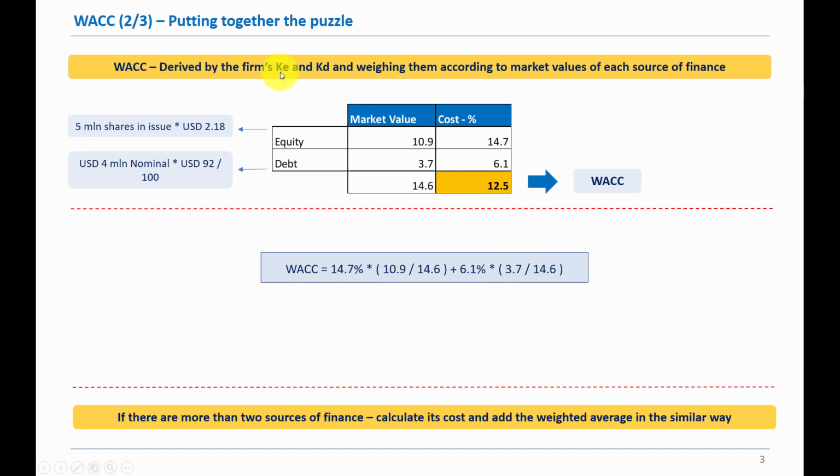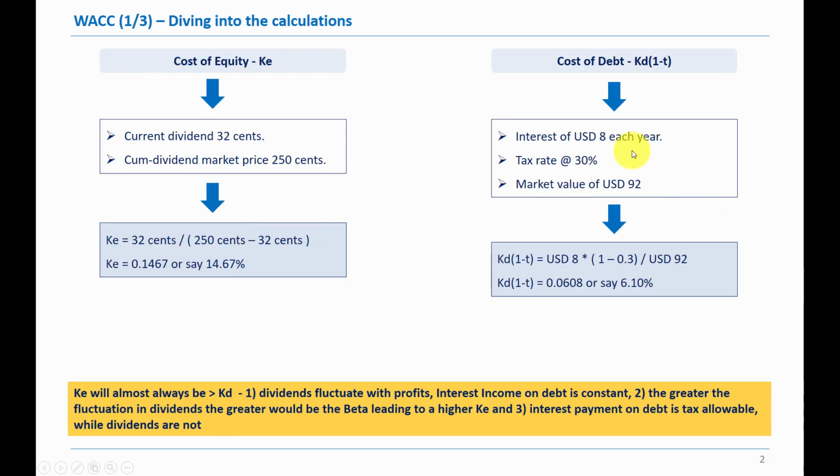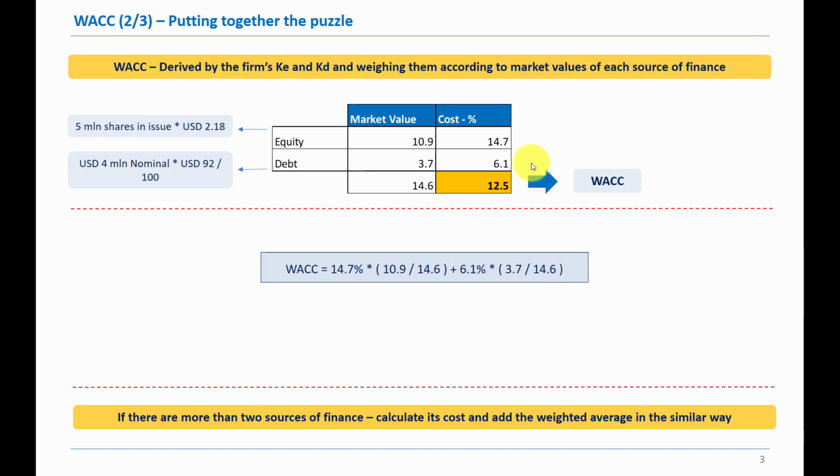WACC is derived from the firm's KE and KD, cost of equity and cost of debt, weighing them according to the market values of each source of finance. Let's break this down. In the previous slide, we got a KE of 14.7 and a KD of 6.1, right? Moving forward, here are your sources of finance: equity one, debt the other. We took the costs, which we calculated in the previous slide: 14.7 for equity, 6.1 for debt. Now we have to weigh these according to the market values of each source of finance.